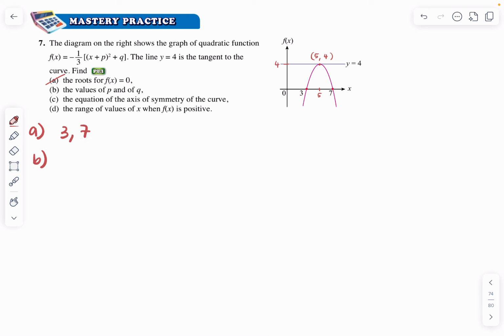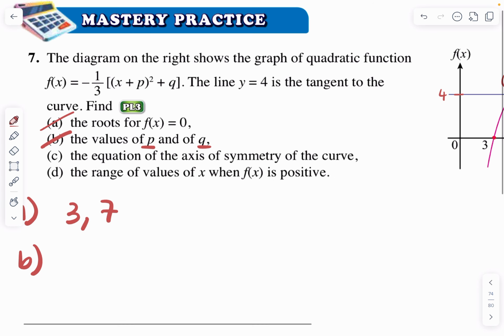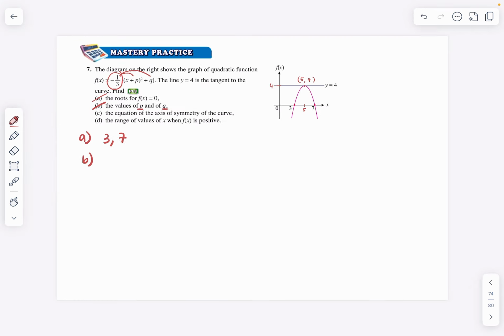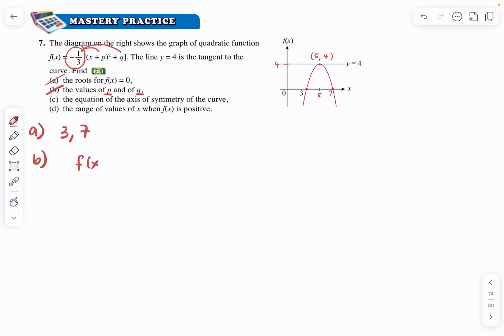B, the values of p and q. Right. So if you look at this equation, they haven't expanded this inside. So let's expand it first. So f(x) is negative 1 over 3 (x plus p) squared minus 1 over 3 q. Right. Why we need to expand? So that we can easily identify the vertex coordinates. So this would be the x coordinate of the vertex. This would be the y coordinate.